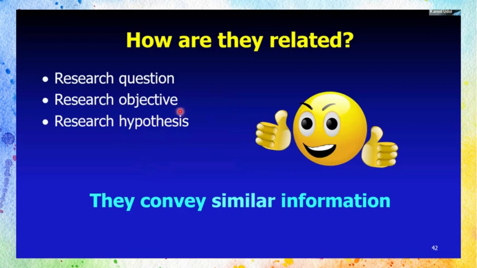Now you can see from the previous 2 or 3 slides that research question, research objective, and research hypothesis are closely related. They convey similar information. The P, the I, the C, and the O will be presented in all three forms of statements, whether it's research question or objective or hypothesis. So if you have question, then it will be very easy to get research objective and research hypothesis.